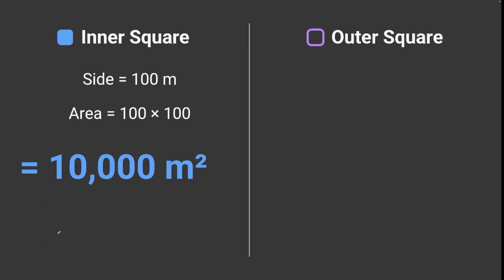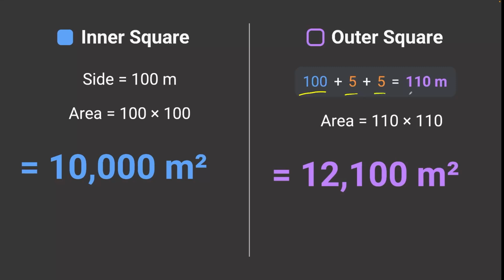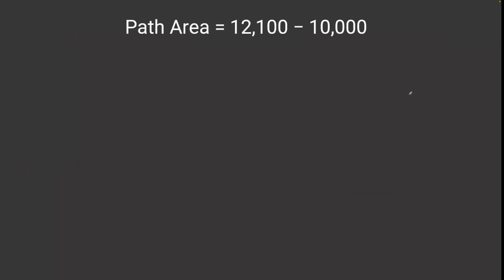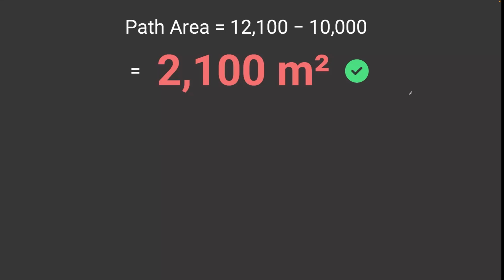And for the outer square, first we have to find the side length. That will be 100, the side of the square, plus 5 meters on one side of the path and 5 on the other side of the path. So that will give you the bigger square, which is 110 meters. So the area would be 12,100 meters square. Now finally, the path area is 12,100 minus 10,000, which is 2,100 meters square.